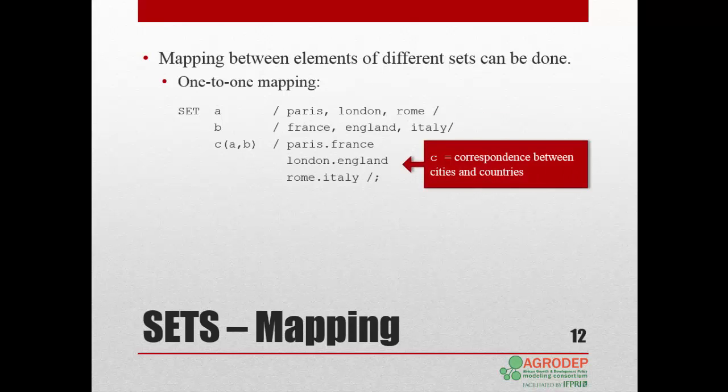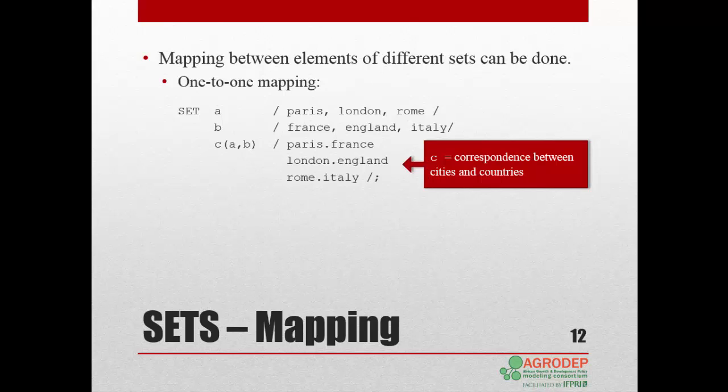We define a mapping between elements of set A and elements of set B as a subset that matches the capital cities with their corresponding countries. The name of the subset C is followed by the two sets from which it is derived, A and B, in parentheses and separated by a comma.